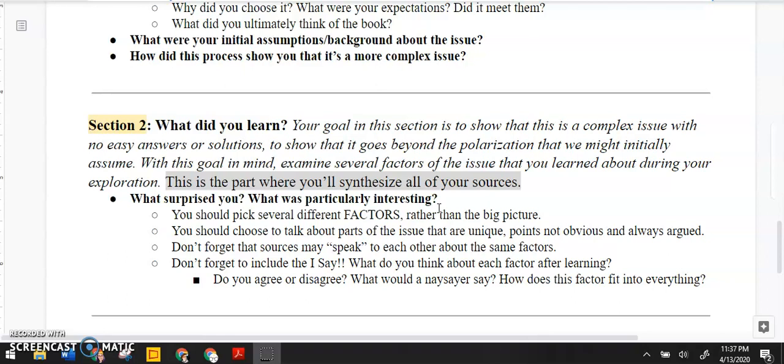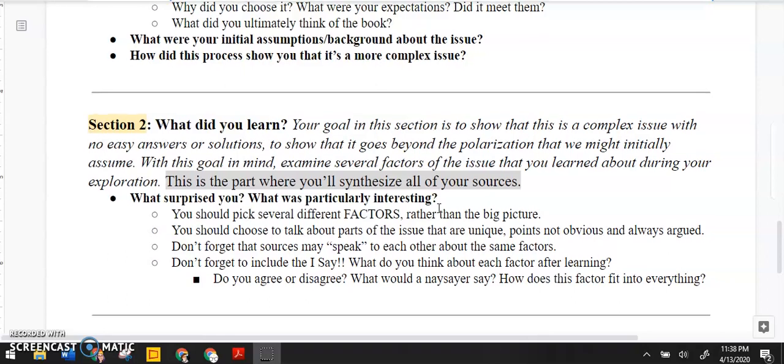You're going to choose to talk about parts of the issue that are unique, not the obvious ones. And this is where you're going to use your they say and I say. Your sources are going to speak to each other. You're going to have something to say about your sources. This is where you're going to be explaining what you learned and what you think about it. Don't worry, I have very good examples for you. Before you have to do this, you're going to have a much better idea of what this looks like.